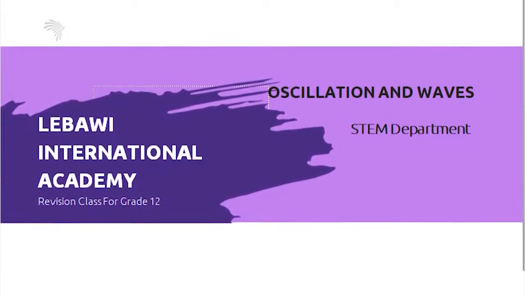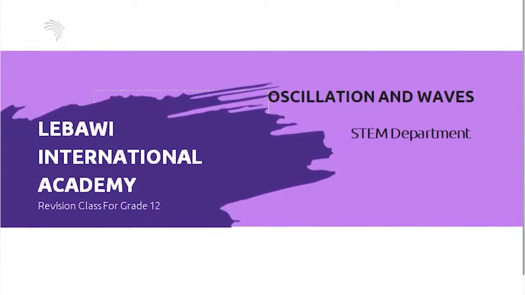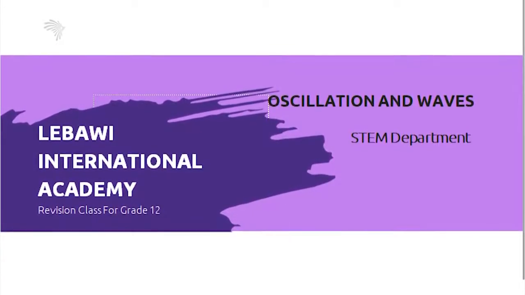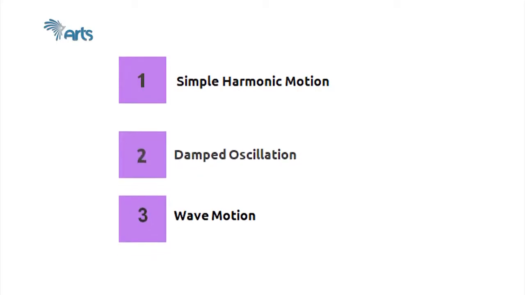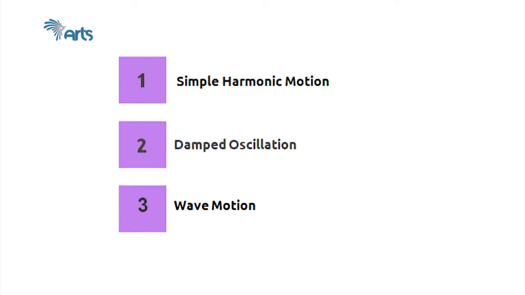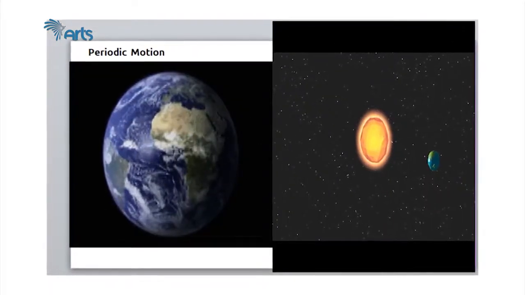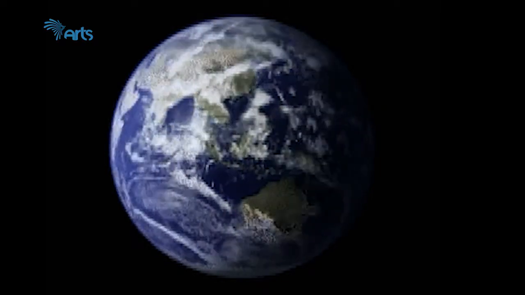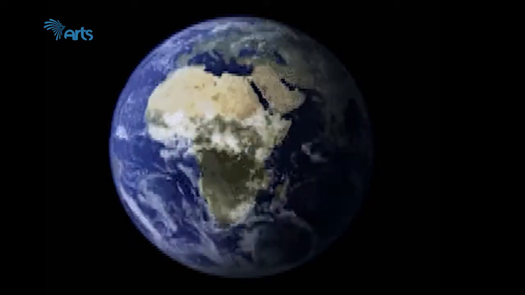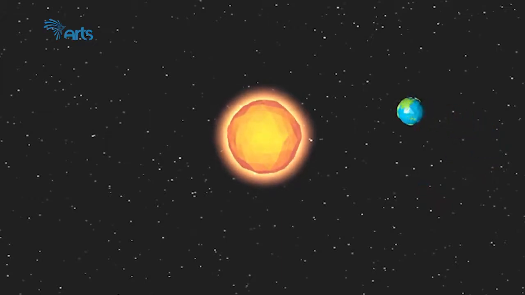As you know, students, the second unit of grade 12 physics contains two main parts. The first part is about oscillation in general and about simple harmonic motion specifically, and the second part is about wave motion. Any motion that repeats itself in a regular interval of time is called periodic motion. The uniformly rotating Earth represents a periodic motion that repeats itself every 24 hours. The motion of the Earth around the Sun is also periodic, repeating itself every 12 months. A body that undergoes periodic motion always has a stable equilibrium position.